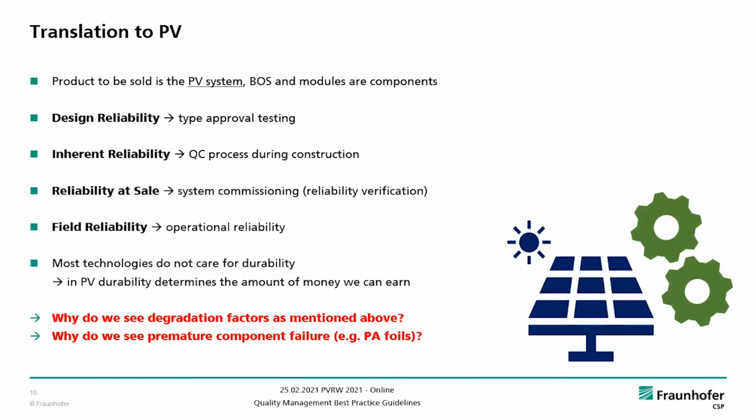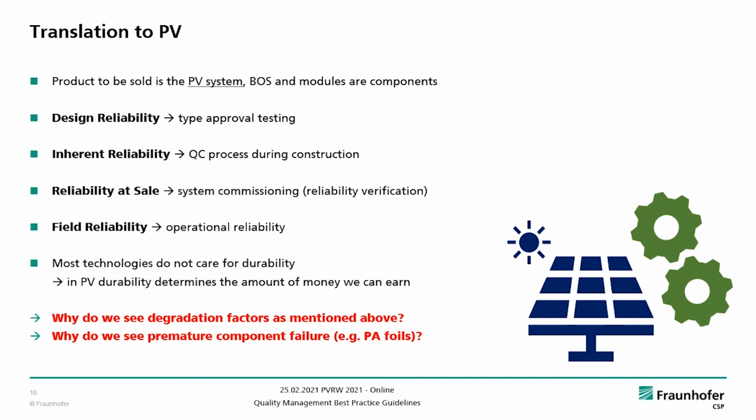If you translate it to PV very loosely, we would say that design reliability is purely type approval testing. We do not link it to real operating conditions. We just say it passes type approval. We accept that type approval testing has an inherent permissible failure rate of 30%, but that's the design reliability we have. We have an inherent reliability, which is the quality control during construction. We do not do any component verification, for example. We verify that we have a reliable product design, but not that it has been produced reliably. So there's a big difference here.